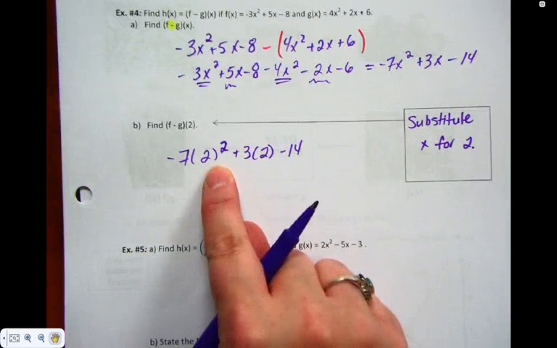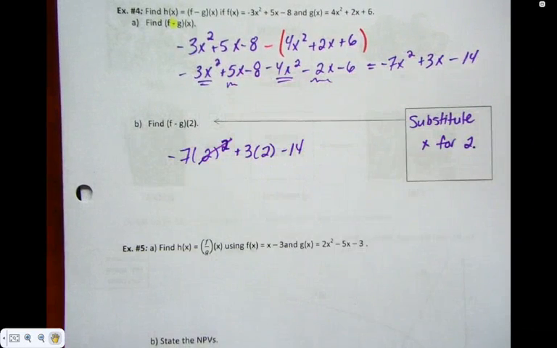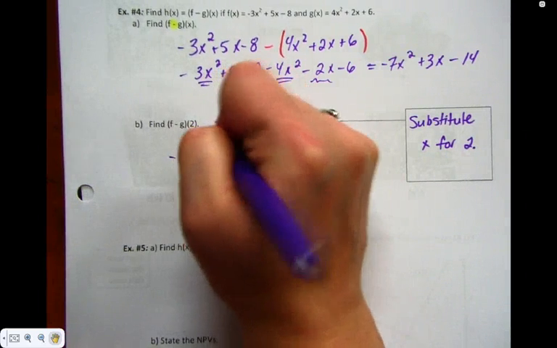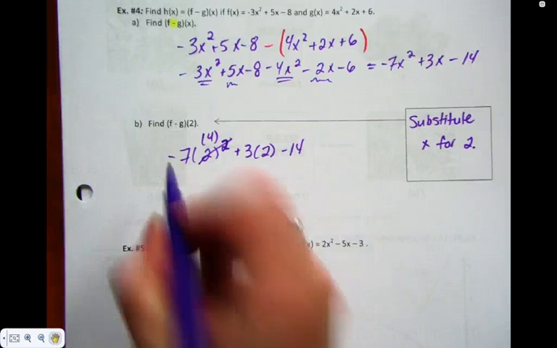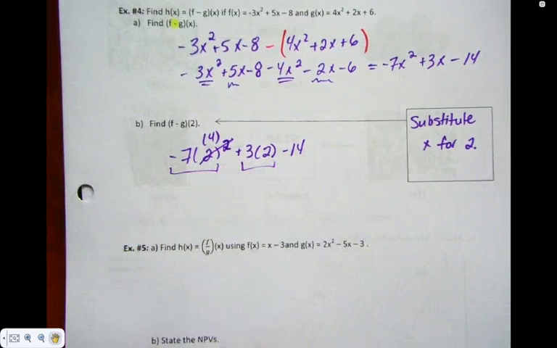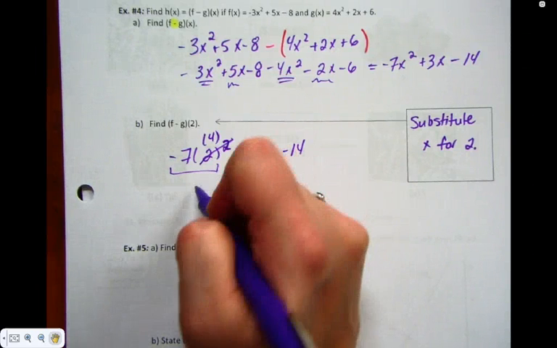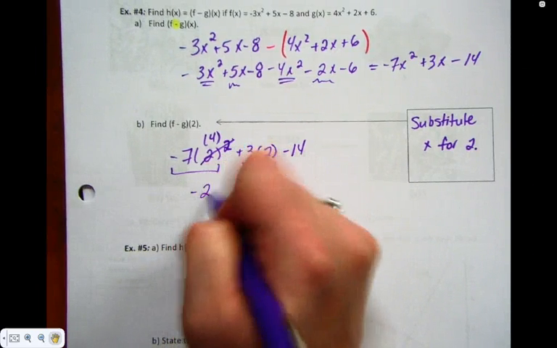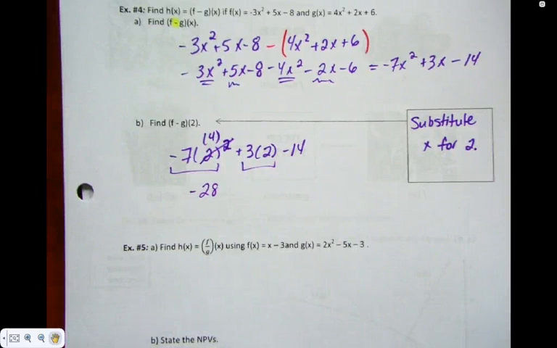Exponent. So I'm going to do this 2 squared first, and I'm going to cheat and just write it above so I don't have to rewrite everything. So 2 squared is? Now I have a multiplication here, and I have a multiplication here, so I'm going to do those first. Negative 7 times 4. 3 times 2.